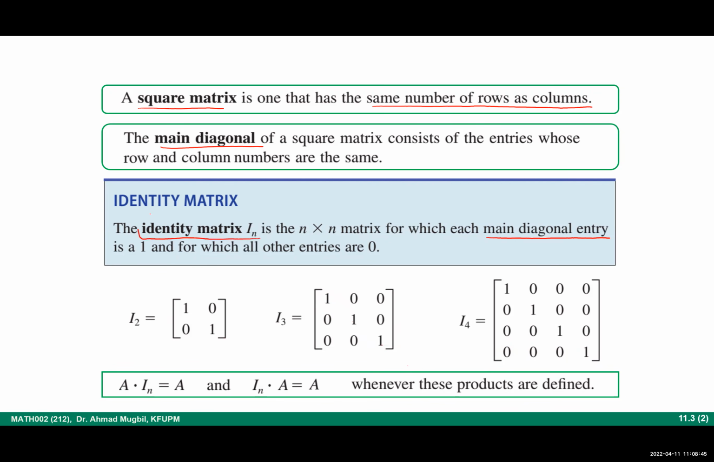What is the importance of the identity matrix? In fact, it is clear from its name. It is the identity of multiplying matrices. So if you multiply a matrix by the identity matrix, you will get the matrix again, no change. This is why they call it the identity matrix. It does the job of the one for numbers. You know, if you have a number a and you multiply it by 1, you will get a. So this is like the one of matrices. I_n is the one of matrices.